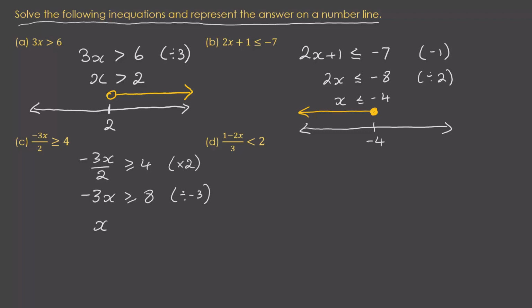So that gives me x on this side, but remember, dividing by a negative is going to reverse the inequality sign. And then I've got 8 over -3. So x is less than or equal to -8/3.